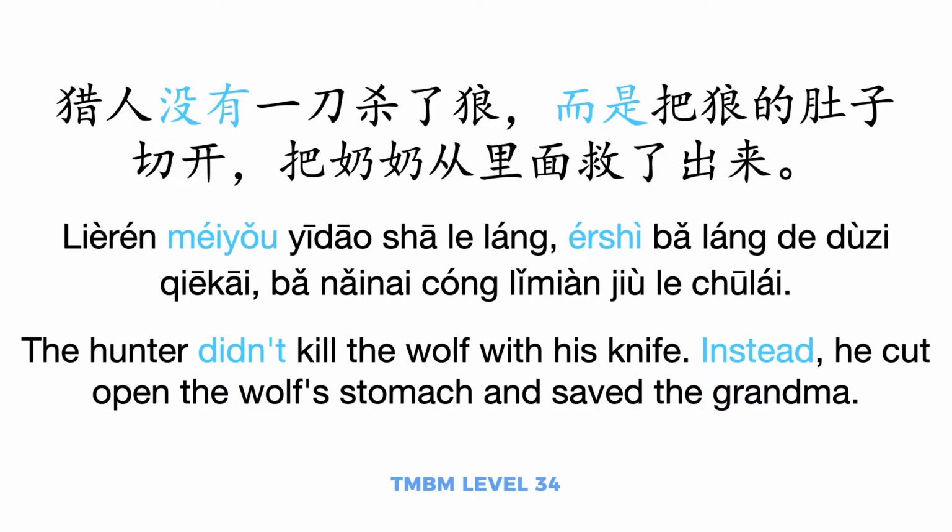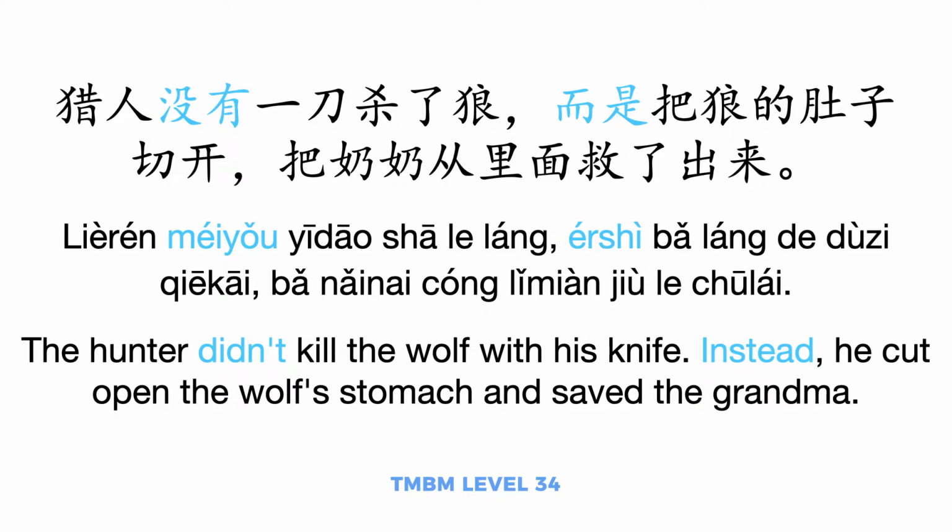So you notice a little difference here. We're using 没有 instead of 不是. And the reason is because we're talking about the past, so you can just change 不是 to 没有. But 而是 stays the same. Okay? So 没有一刀杀了狼. He didn't just kill, I keep saying lion, I keep thinking lion, he didn't just kill the wolf with one stab with his knife. 而是把狼的肚子切开. He cut open the stomach of the wolf.